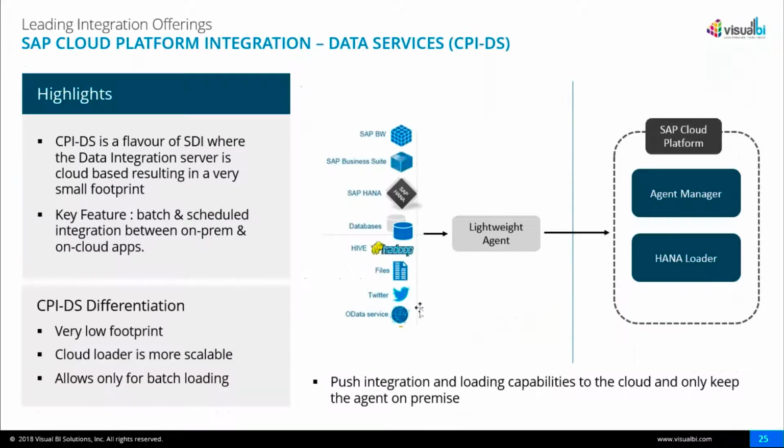Coming back to the tools, we are now looking at SAP Cloud Platform Integration Data Services. So CPDS can be called a close cousin to SDI. It has a very lightweight agent that runs on-prem, and it has the rest of the things sitting on the cloud. It effectively does batch and scheduled integration between on-prem and cloud platform. The differentiation that SAP offers is it can do only batch loading, and it has a very low footprint, even lower than what SDI demands.